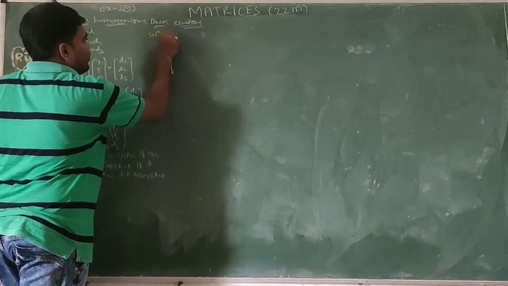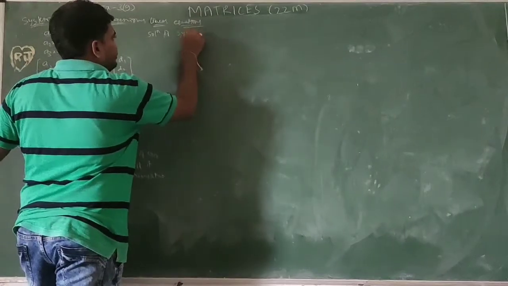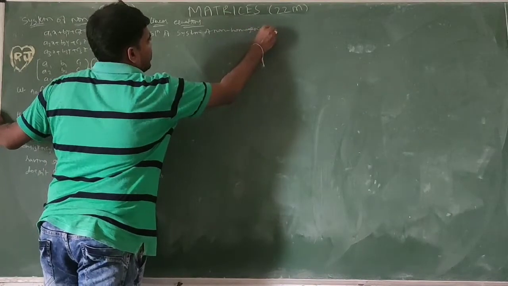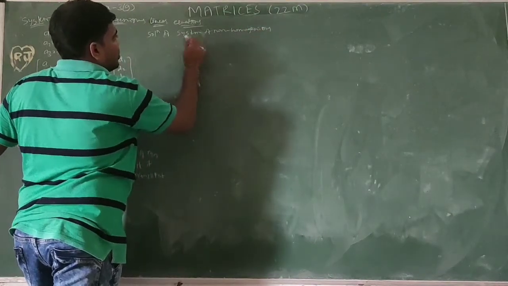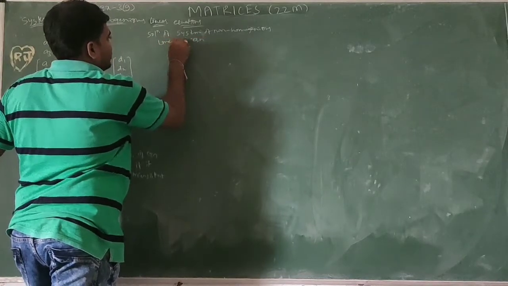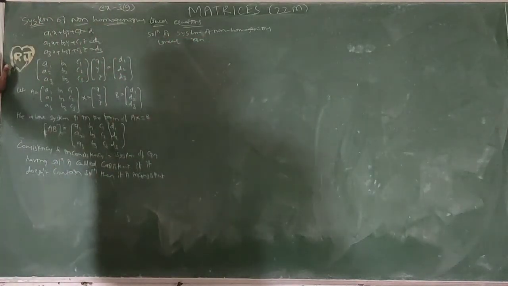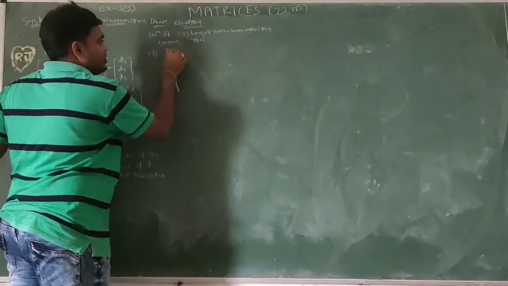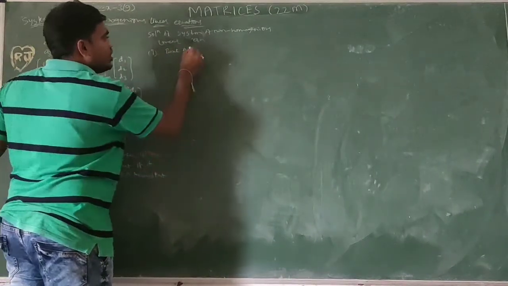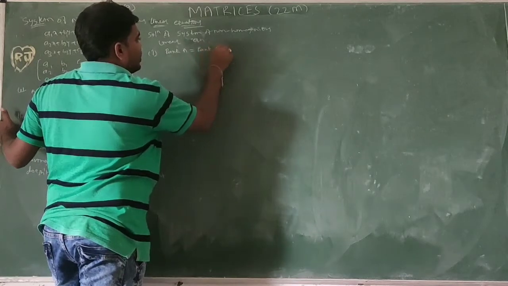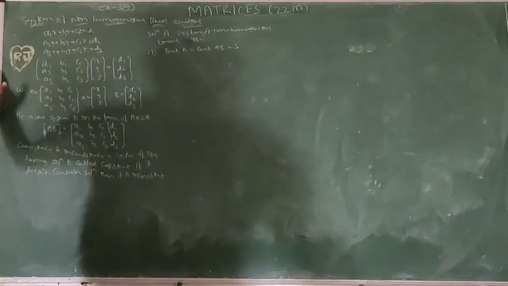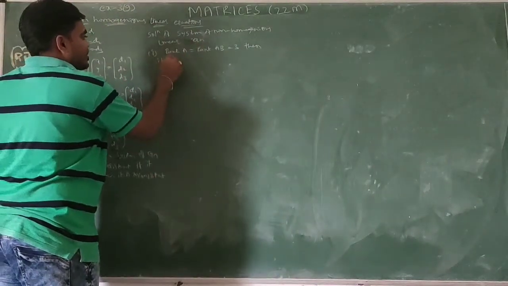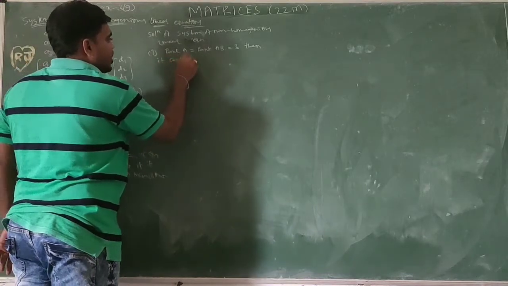Solution of system of non-homogeneous linear equations. So first one, rank of A equal to rank of AB equal to 3. If rank of A equal to rank of AB equal to 3, then it contains a unique solution.